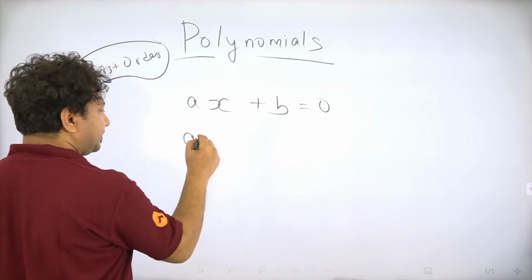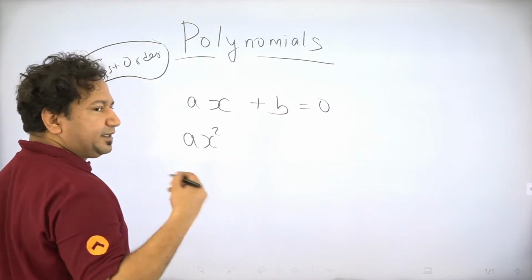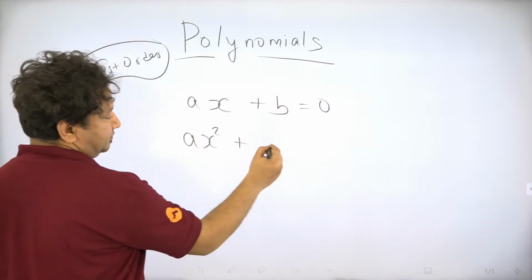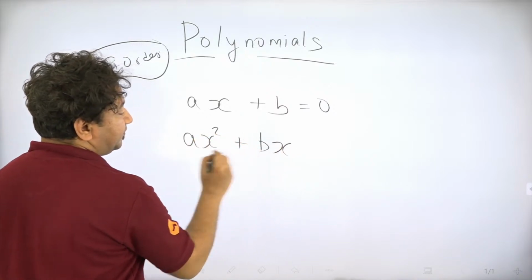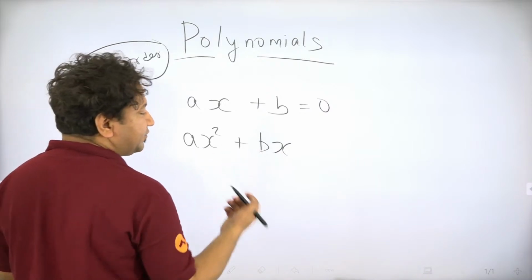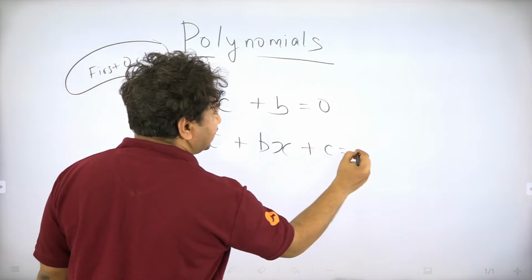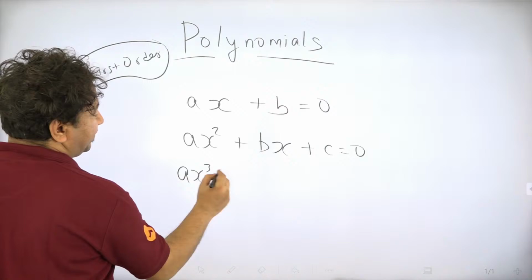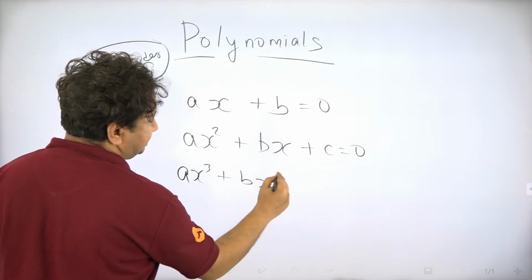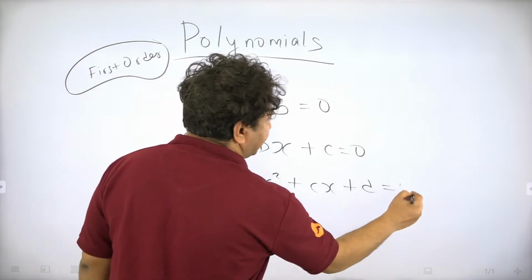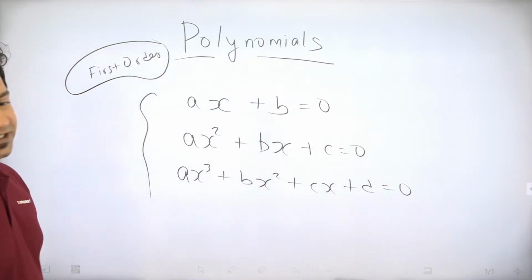Similarly, if I take the highest degree of x to be 2, so highest is 2, x can be 1 as well. Both will be having some coefficient. So a is the coefficient for x squared, b for x, and a constant term. This will be a quadratic equation. Similarly, we keep on increasing the degree, and we keep on getting different expressions like this.